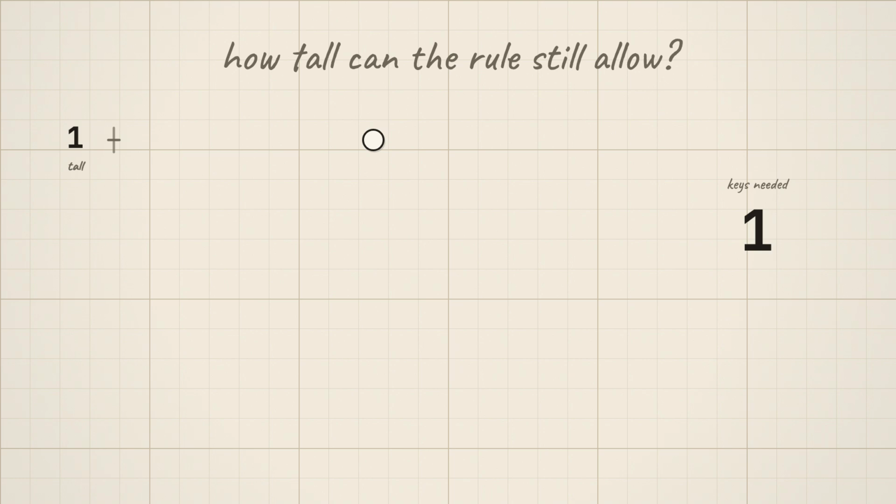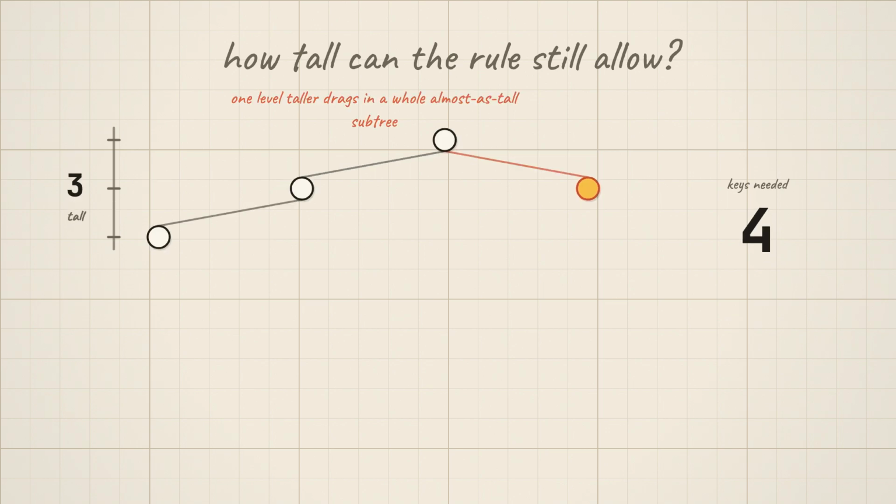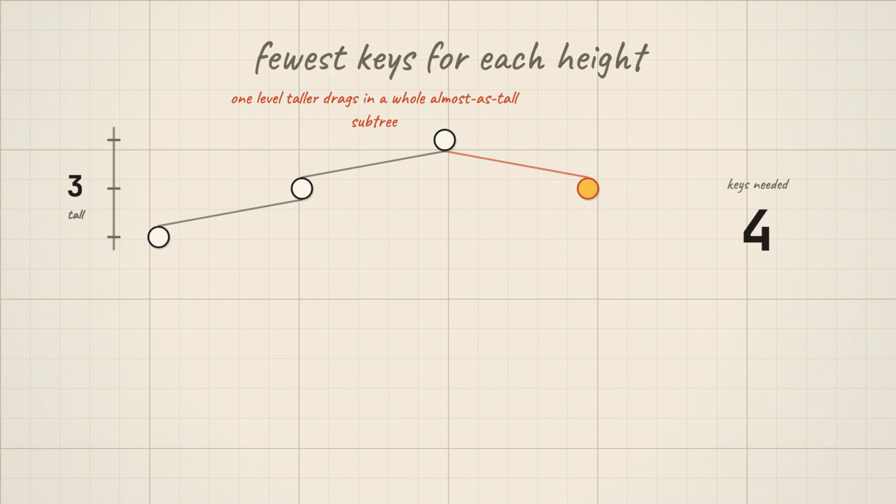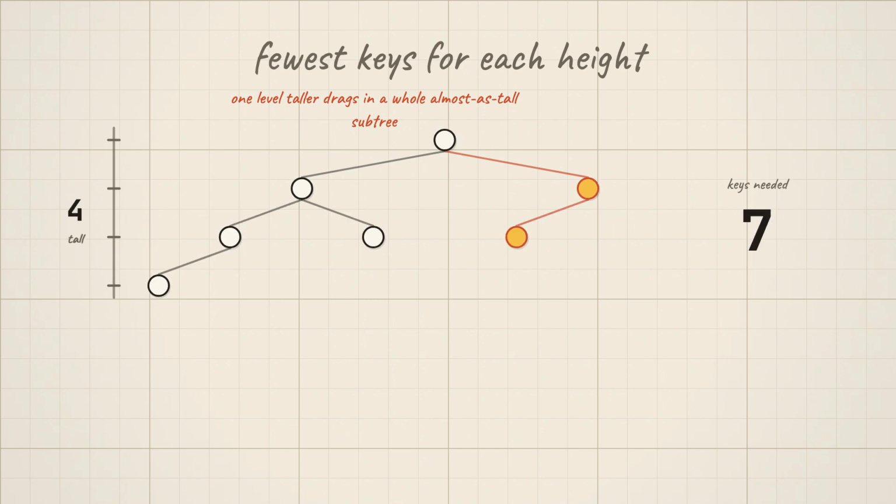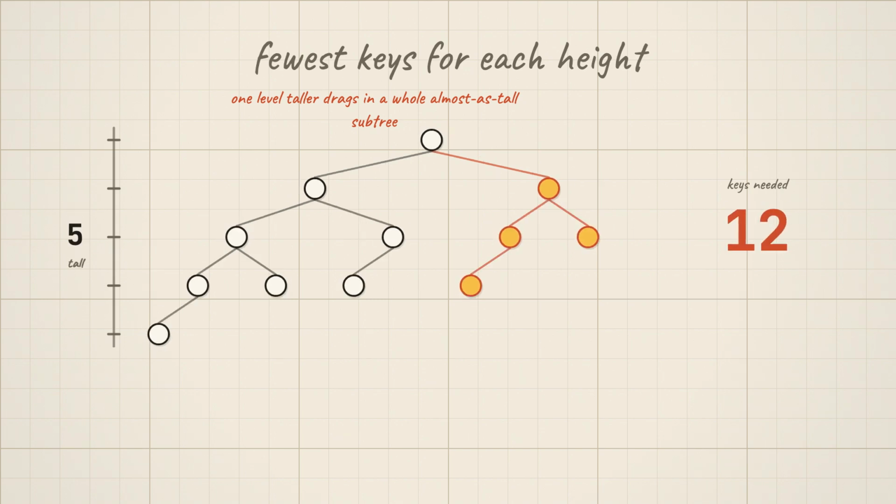To make the tree one level taller, one side must have the full previous height. The other side may be shorter, but only by one level. So every time we add height, we are forced to bring along another subtree that is almost as tall. The smallest valid trees grow from 1 key to 2 to 4, 7, 12, 20, 33, and onward. The number of keys grows very quickly compared with the height.